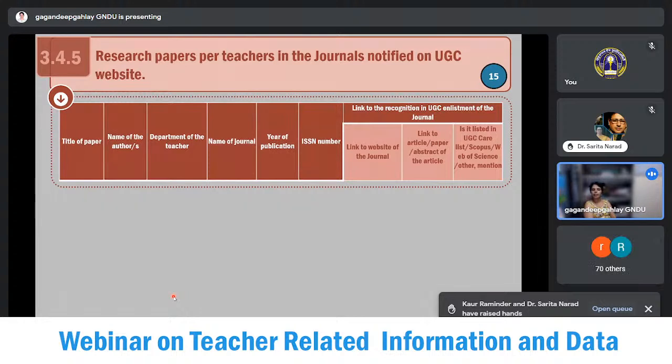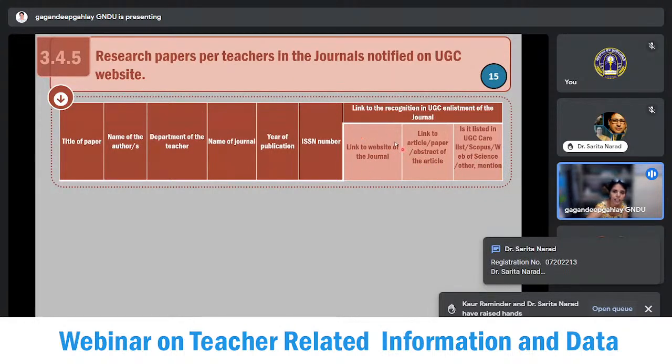For example, if we were submitting the research papers, our teacher's affiliation on that paper must be Guru Nanak Dev University and not any other, because otherwise it won't be considered. Then the year the publication was done, and the ISSN number. These are very important. We need to give the ISSN number. Also important are these three columns in pink. We need to give a link to the website of the journal.